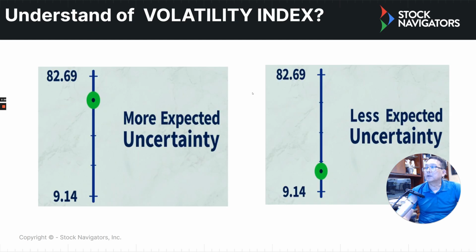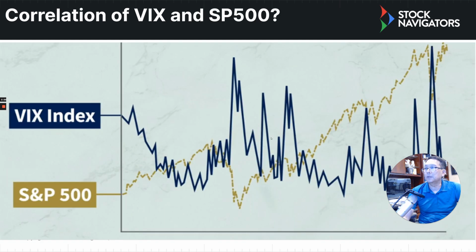Okay, understanding the volatility index is very simple if you know how to read a price chart. When the volatility index is on the high scale, it means you expect more uncertainty in the market, and when it's on the low scale, it means you expect less uncertainty in the market. If you look at the correlation between the VIX and the S&P 500 index, you see that when the VIX is going down, the stock market, the S&P 500, tends to go up. When the VIX goes up, the S&P 500 goes down.